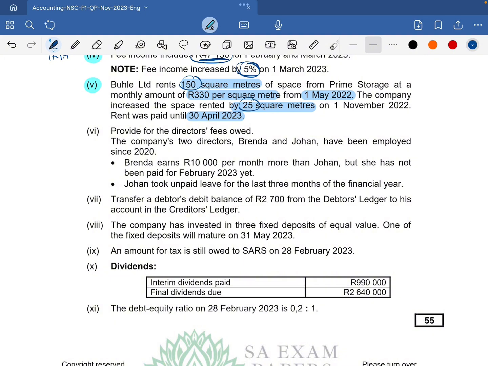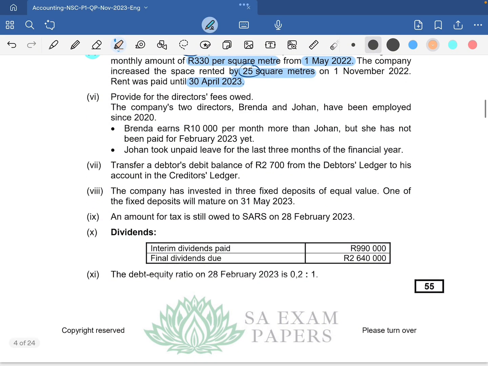Roman figure 5 says provide for the director's fees owed. Okay, so in this case, we are given that the company has 2 directors, Brenda and Johan, that have been employed since 2020. So Brenda earns 10,000 per month more than Johan, okay, but she has not been paid for Feb 2023. We know that this is owed, so it's an accrued expense, which also affects our trade and other payables in the statement of financial position. So we also need to think about that a bit later.